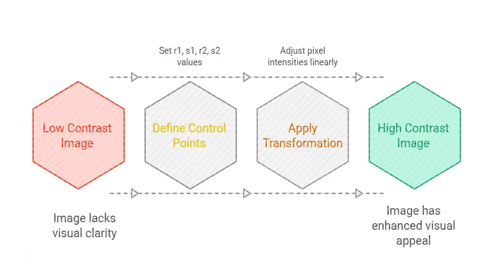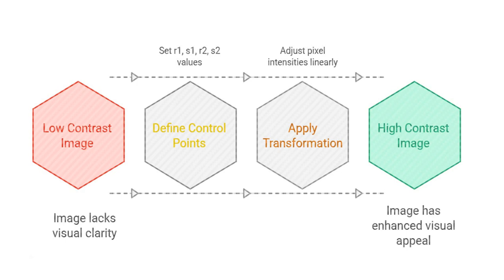So this is another figure which depicts the same thing, that is here we are having a low contrast image which lacks visual clarity. After that, what we'll do is we define the control points. The control points are R1, S1, R2, S2. So the two control points which we are using are a combination of R1 S1 and R2 S2, which will divide the intensity range into three parts. And each part is linearly mapped using a formula in order to either stretch, compress, or preserve the contrast in those regions.